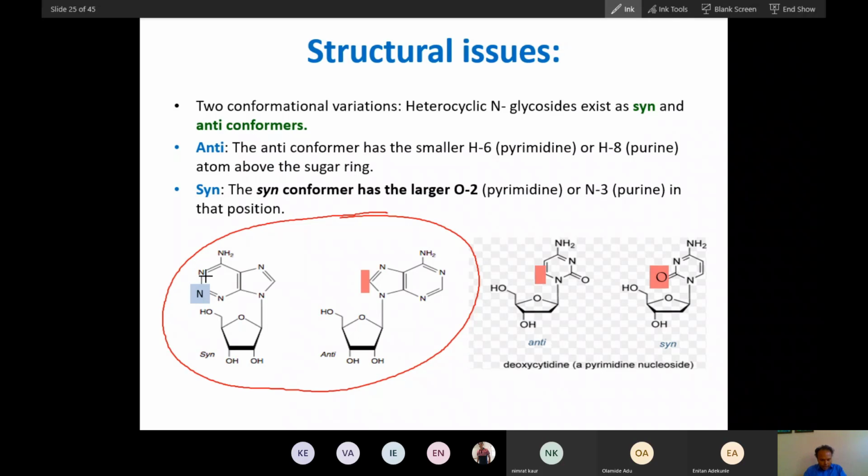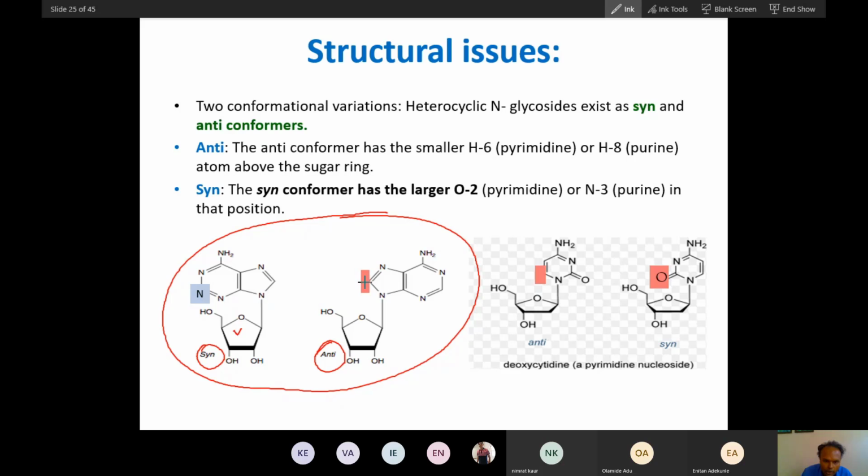If the pyrimidine ring of this purine is placed directly over the sugar like this, it is called syn configuration. Syn means same. When it is folded like this, with this part of the ring placed on the opposite side, this is called anti configuration.